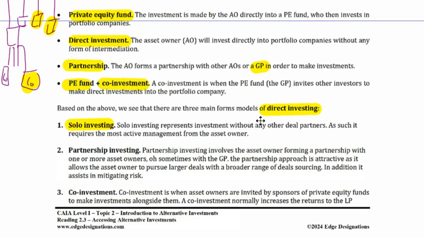You've got solo investing. This is investment without any other deal. You can see the word solo, that it's done on its own. If that were the case, and it is a solo deal, that would require the most active management from the asset owner. You've also got partnership investing, which involves the asset owner forming a partnership with other asset owners, or could even sometimes be the general partner as well.